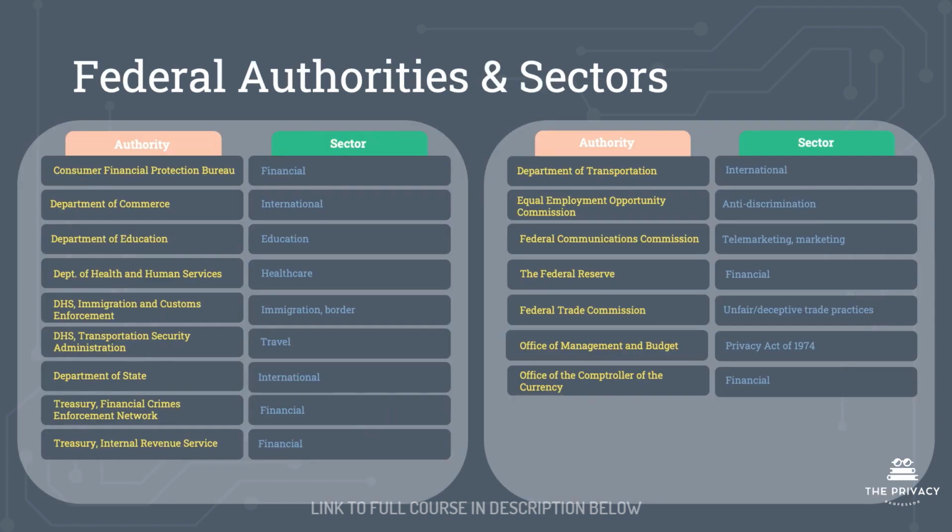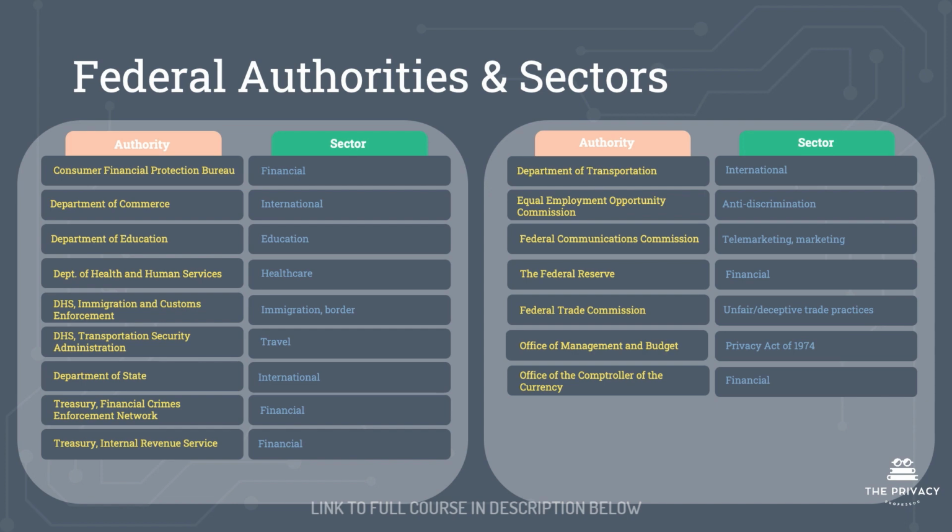This is a table of some of the major federal regulators in the United States alongside the sectors that they police. You'll remember that the United States takes a sectoral approach, and so we have a case-by-case basis for different collections of data. We're not going to go over all of these different authorities in the CIPP/US body of knowledge. For example, we won't talk much about DHS, the Department of Homeland Security, or the Department of State. We don't do a whole lot with Treasury, even though the Department of the Treasury does come up during the financial section a little bit. We don't do much on the Department of Transportation or the Office of Management and Budget.